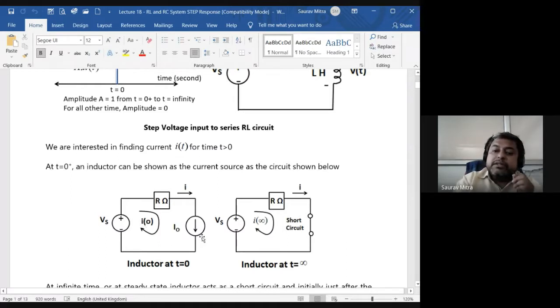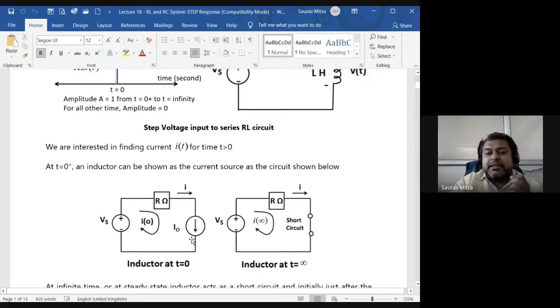Now this input step is connected to the circuit. What will happen is that the current will slowly start building in the circuit. This explanation you have to write, so you have to listen to my lecture. I'll upload this lecture because Vinay is not here, so you can listen to it again afterwards and write these explanations in your own way.